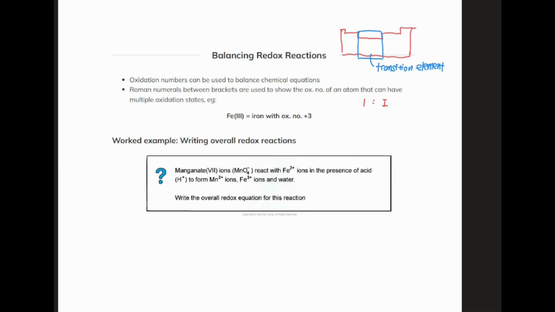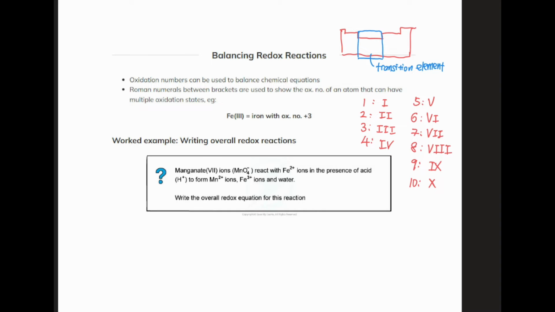this, 1 is like this, 2 is like this, 3 is like this, 4 is like this, 5 like this, 6 like this, 7 like this, 8 like this, 9 like this, 10 is like this. More than that, no need already lah. Okay, so these are some examples for the Roman numeral.